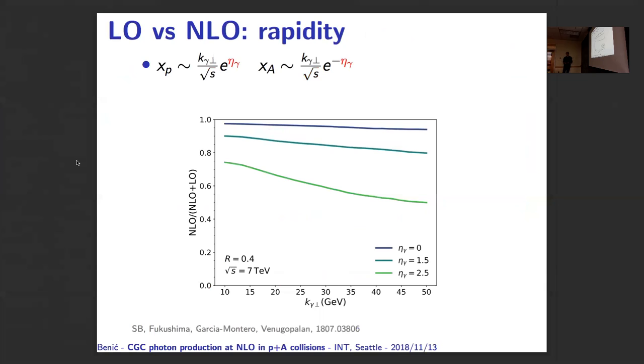So I expect if you go to forward rapidities, then you need to include the corrections to this leading order contribution. But at least if you focus on the mid-rapidity range and maybe some smaller rapidities, then it should be fine to use this gluon-initiated channel. That's what we are trying to promote here.